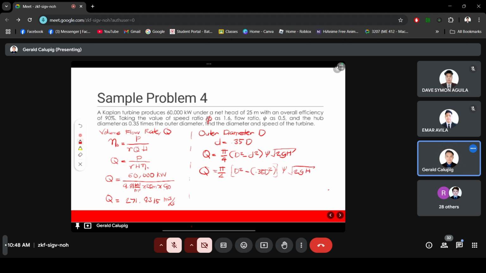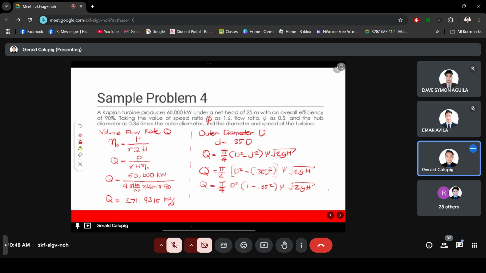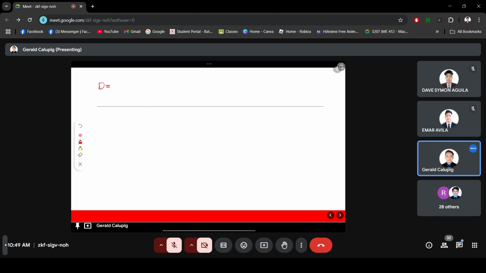Okay, then let's have the q is equal to what? Take out the value ng d, which is what? D squared times 1 minus 0.35 squared times the flow ratio times square root of 2gh. Okay, so let's have the value ng d. Dito na lang. So we can have the value ng d is equal to what? Kunin natin. We can have 4q over, ito muna sa taas.